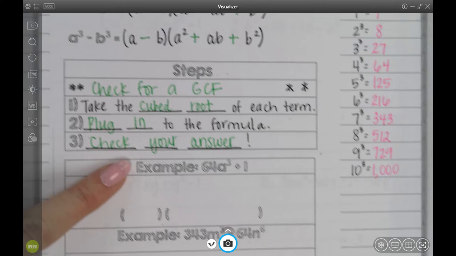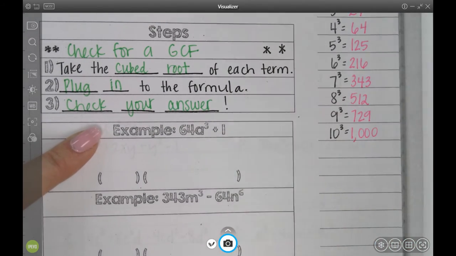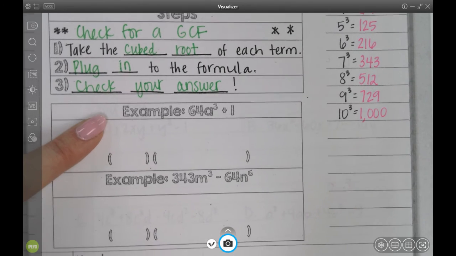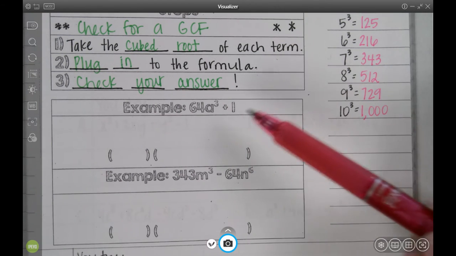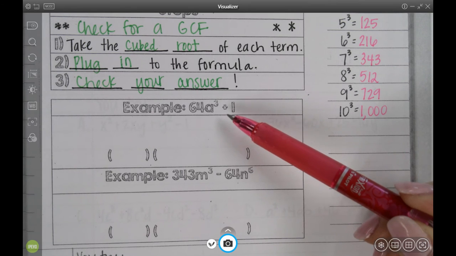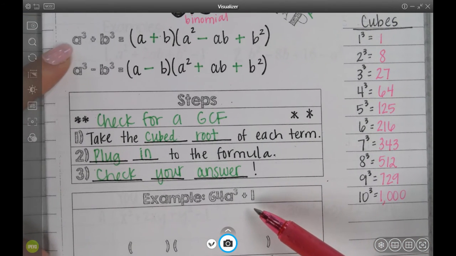Okay, so we have our example, 64a cubed plus 1. How many terms do I have? 2. If there's 2 terms, the first thing I always look for is difference of 2 squares. Do I have the difference? Are they being subtracted? No. Okay, so it's not the difference of 2 squares. Since they're being added, the only thing I could do would be the sum of 2 cubes. So that's that first formula up here.